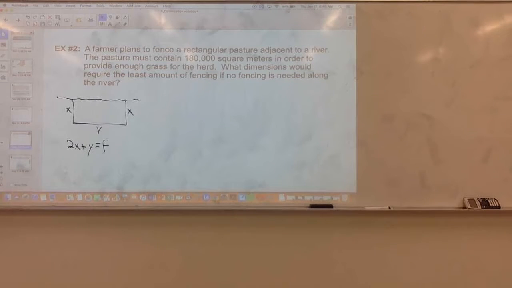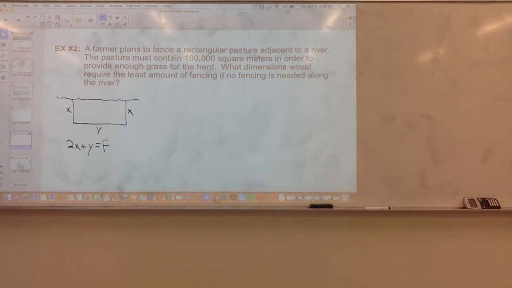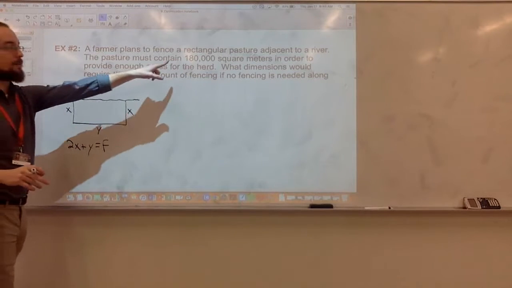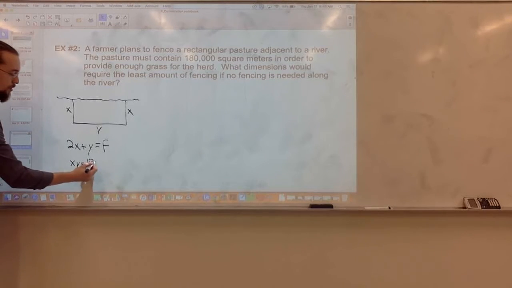So now we need to use the other piece of information we had. The pasture must contain 180,000 square meters. How can I write that as an equation? This is just the area, right? The area of a rectangle is just x times y. So we'll say xy equals 180,000.